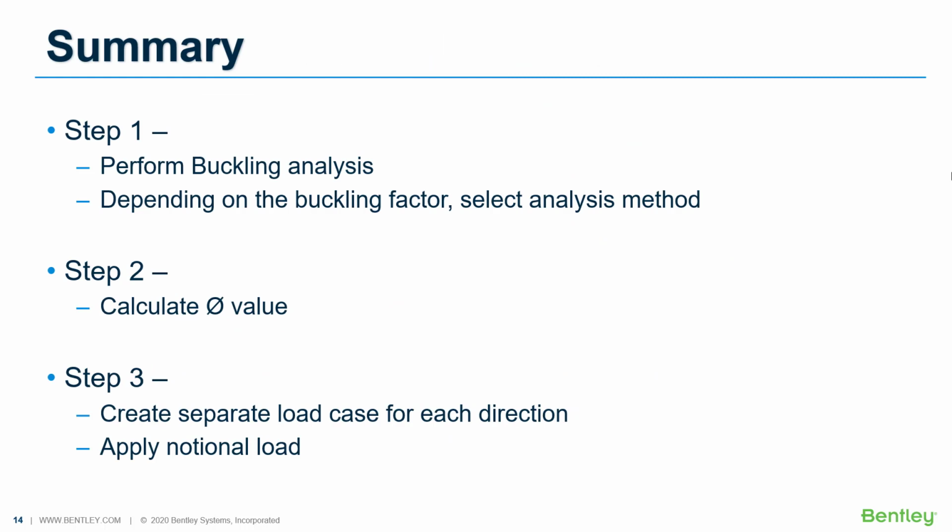To summarize, first we need to perform buckling analysis to determine which analysis method is required for the model: first order elastic analysis or second order analysis. Next, we need to calculate the initial sway imperfection value, or phi value. The final step is to create separate load cases for each direction and apply notional load using this phi value.